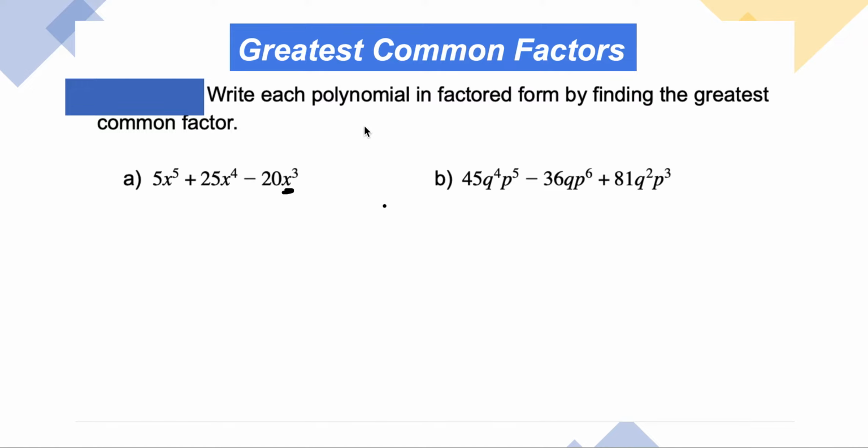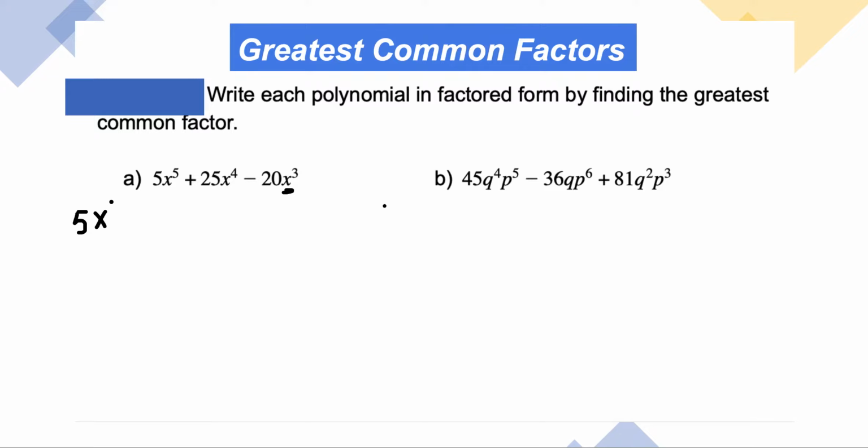Factors. Write each polynomial in factored form by finding the greatest common factor. So here, in the expression in part a, we have an x to the 5th in the first term. But I'm looking here: what is the lowest degree of the variable? The lowest degree is x cubed. So now I want to write x to the 5th in terms of the lowest degree, x cubed.